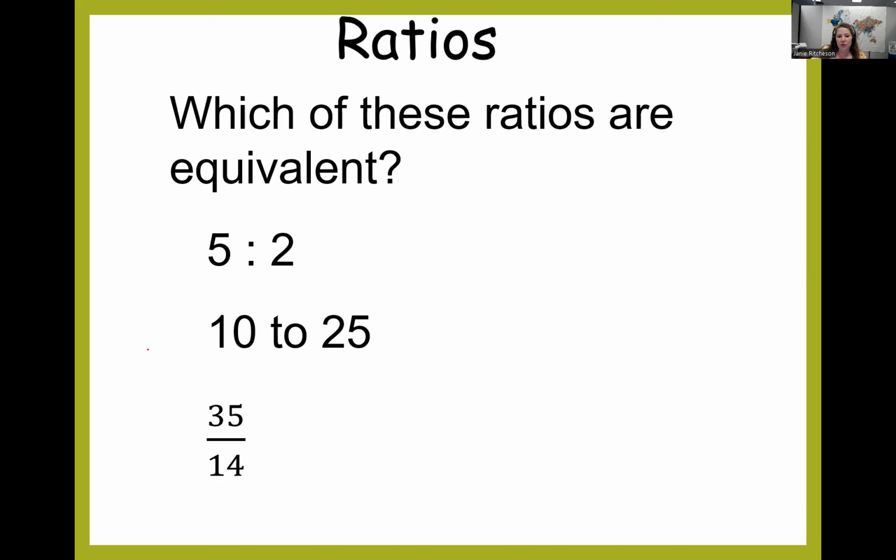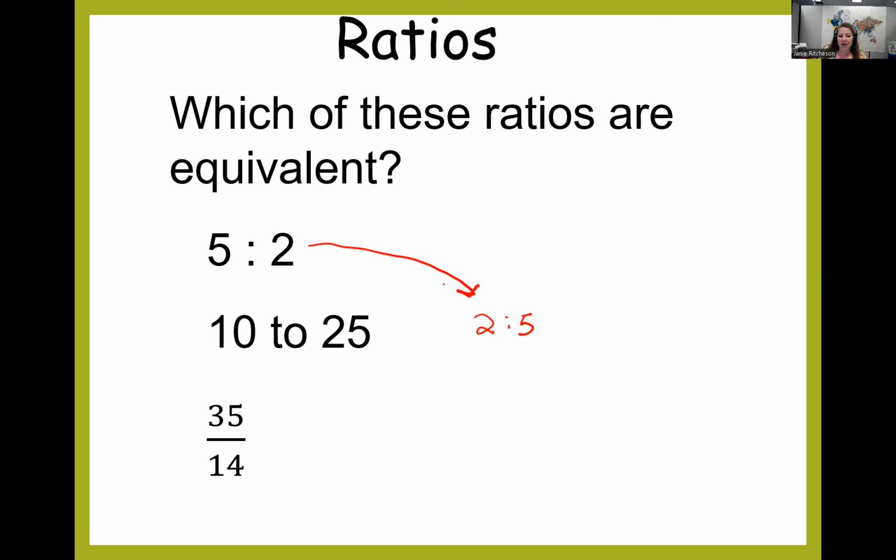Which of these ratios are equivalent to each other? All right, hopefully you tried it on your own. So the first one's simplified because 5 and 2 don't have a common factor. I could divide 10 and 25 both by 5, and I would get 10 divided by 5 is 2, 25 divided by 5 is 5.